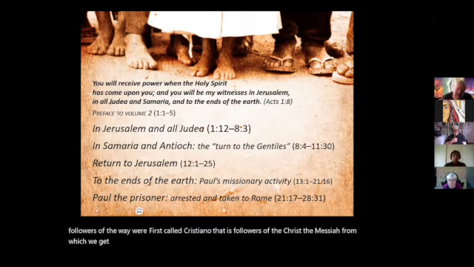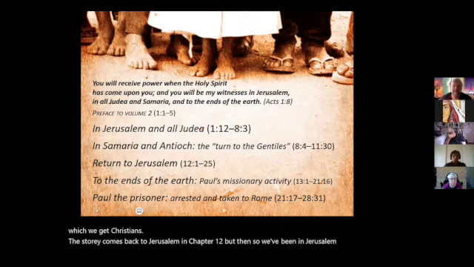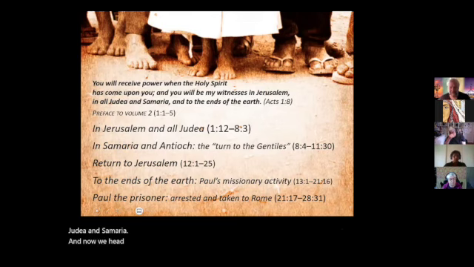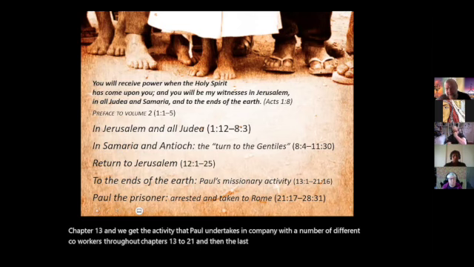The story comes back to Jerusalem in chapter 12, but then, so we've been in Jerusalem and Judea and Samaria, and now we head towards the ends of the earth. Paul and Barnabas are commissioned in chapter 13, and we get the activity that Paul undertakes in company with a number of different co-workers throughout chapters 13 to 21. And then the last section of Acts is Paul heading to Rome.